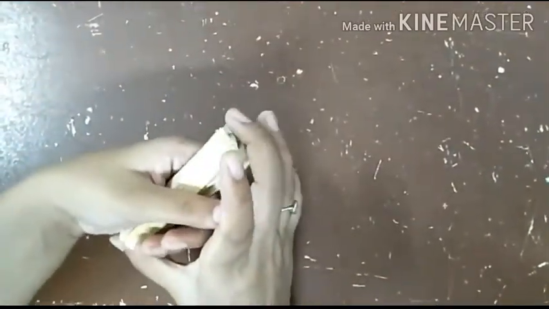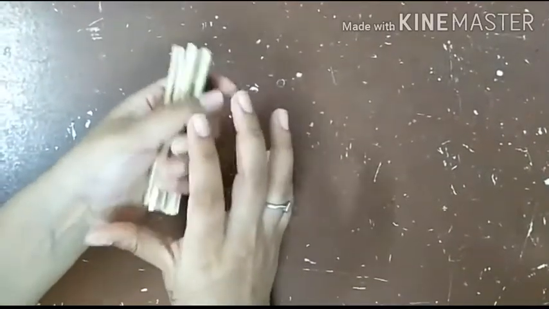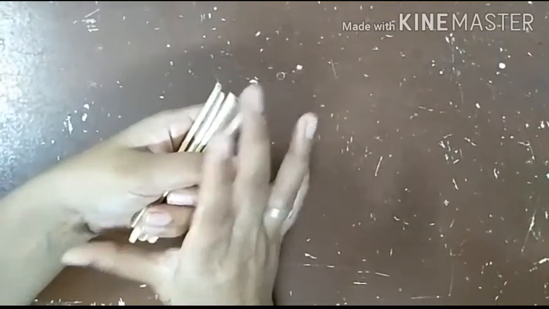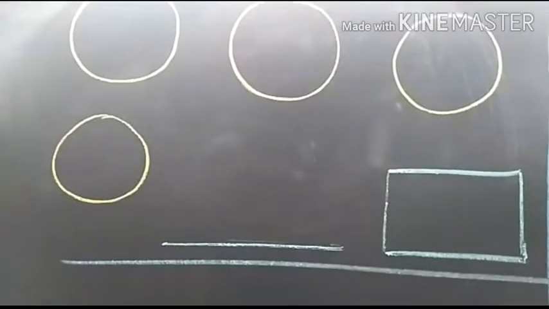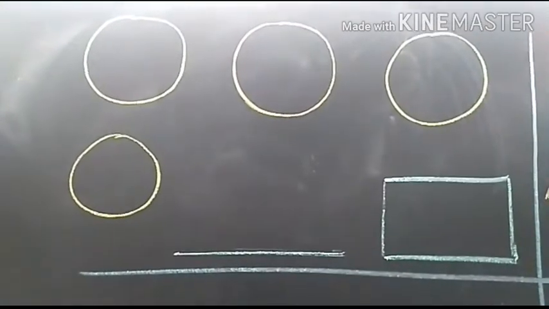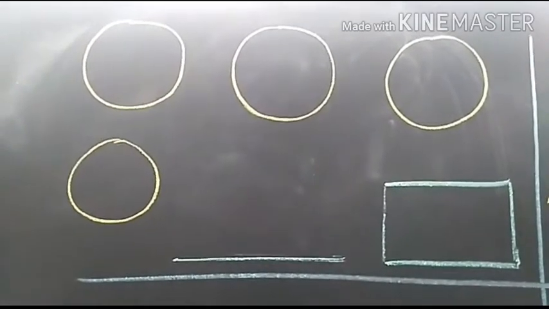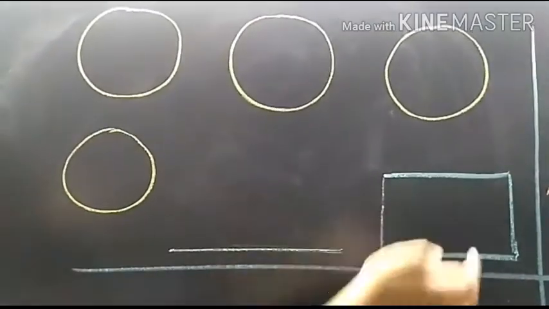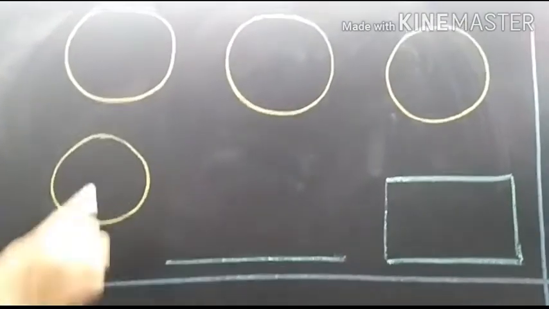Now we are going to see some different examples. Okay, we have some pictures on the board. We are going to count those pictures and write the number of the pictures which are drawn on the board. So students, you can see here there are some pictures of circles, right? Now we are going to count these circles and write the number of the circles in this box. Come on, let's start counting.